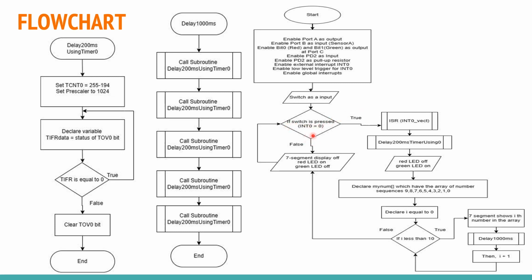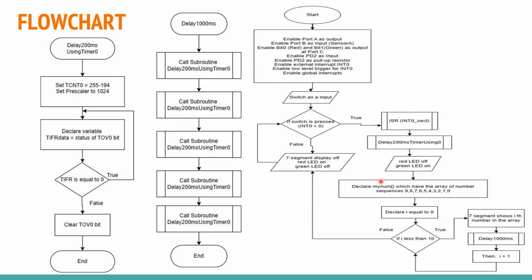If it is false, then the 7 segment display and the green LED will be off and the red LED will be on. And if the condition is true, then the interrupt will be executed immediately, and in the interrupt, a subroutine named delay 200 ms using timer 0 will be called, and an output will be produced, which is red LED off and green LED on.